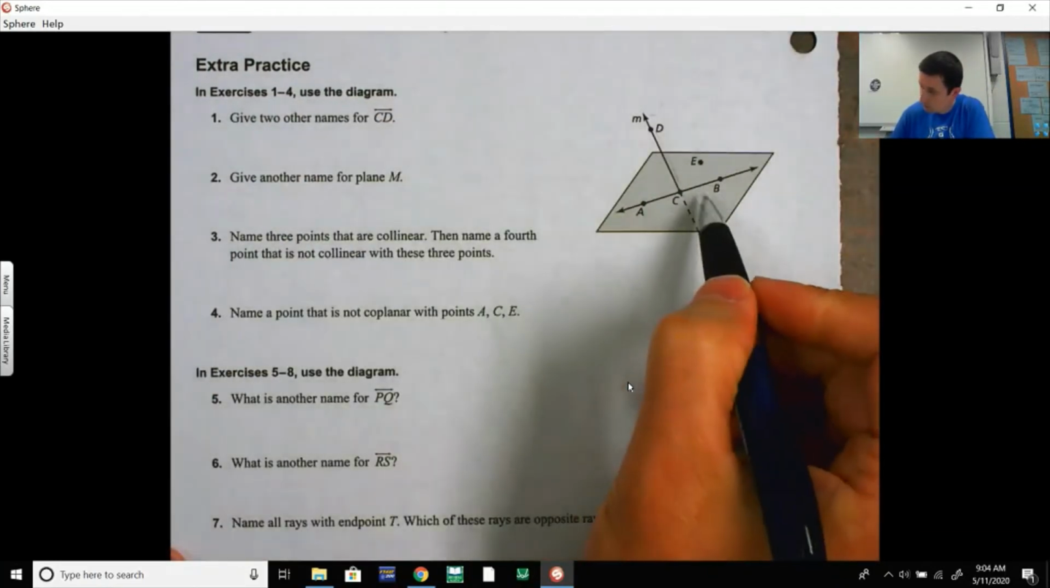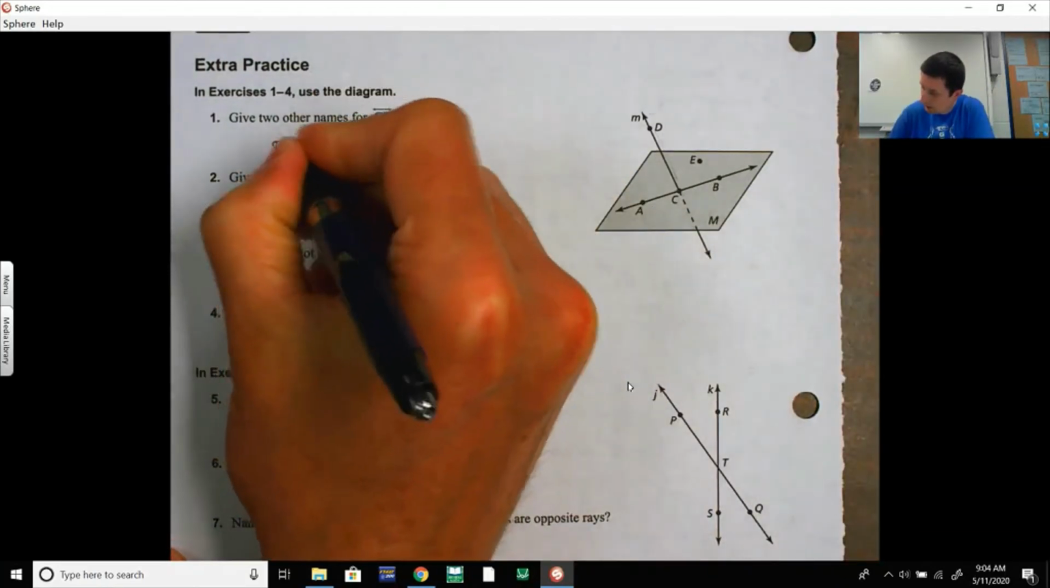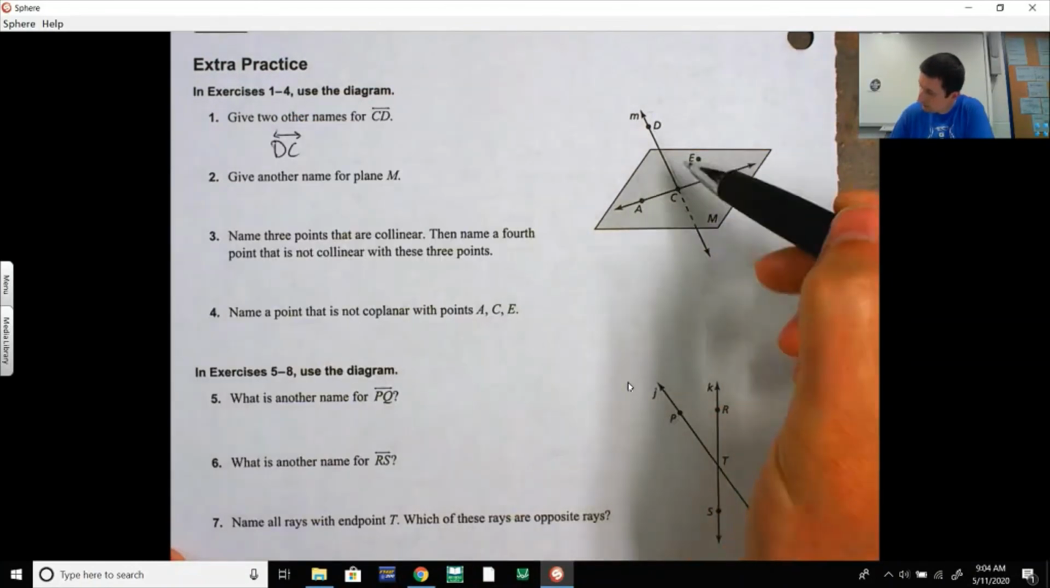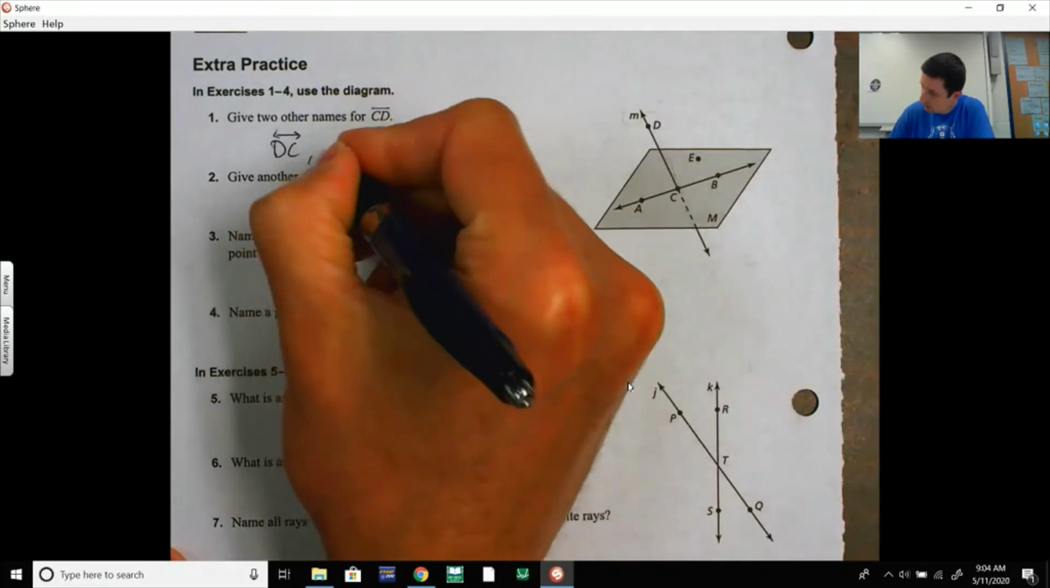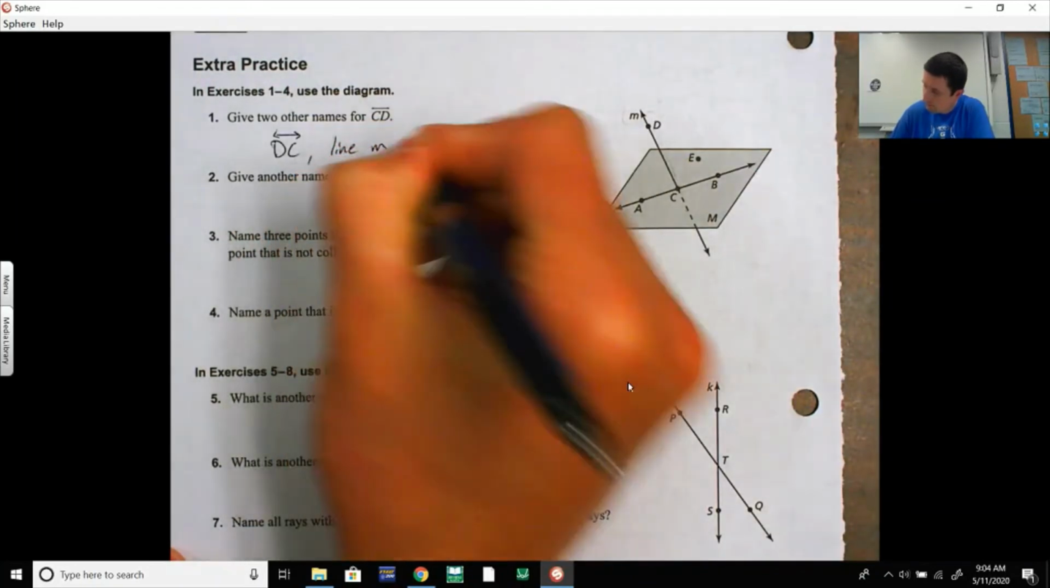Well, you can always just flip them around. You can go DC. That would be the same thing. So you can go CD, go DC, and you see this little letter here. We can say, okay, it's line M, little m.